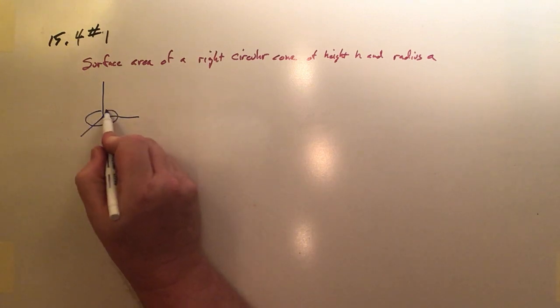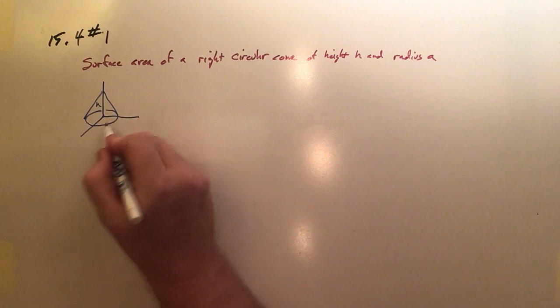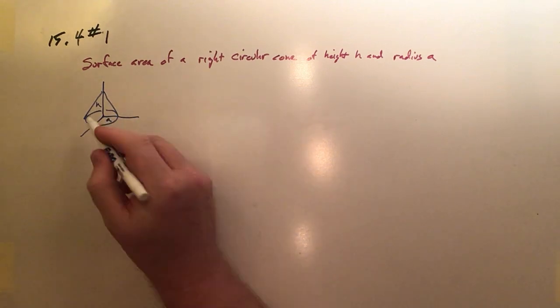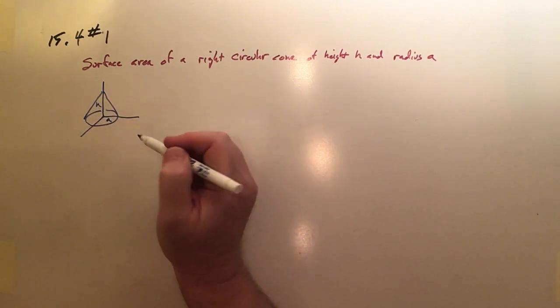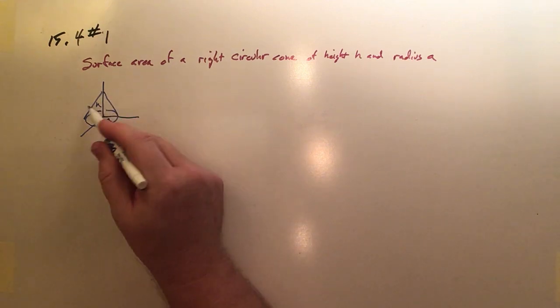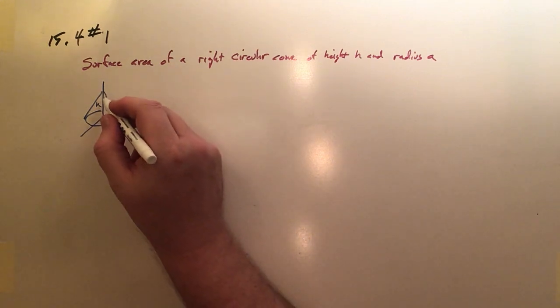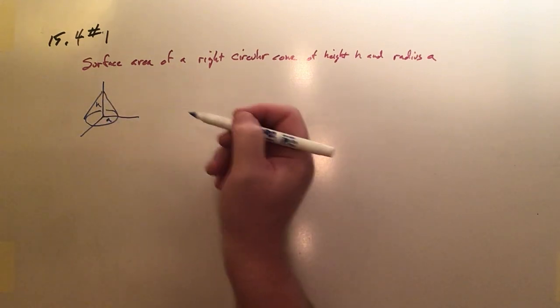So here's its base, and then the height is h. So h, and then its radius is a. And we want to find just the area of the sides here. So the first thing I need to do is express that surface area, or the surface itself, as a function. And it's pretty easy. We can just use the equation of a line that represents its edge.